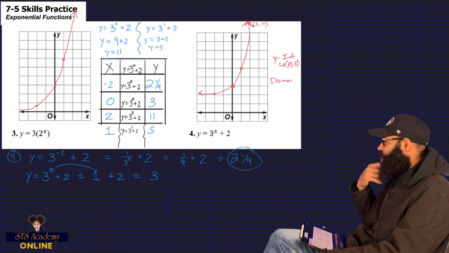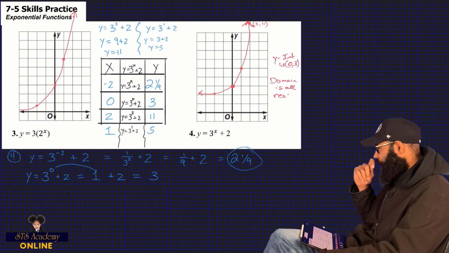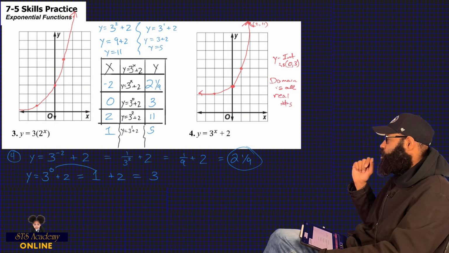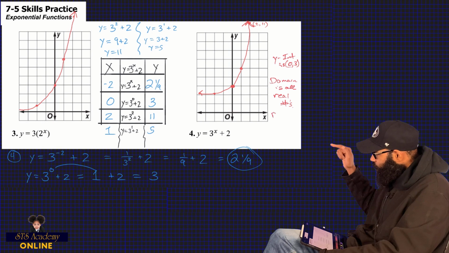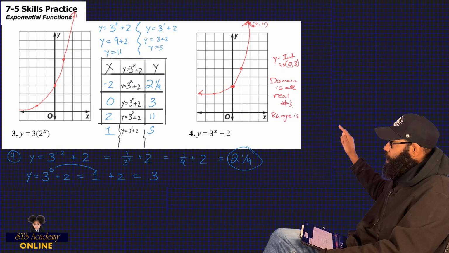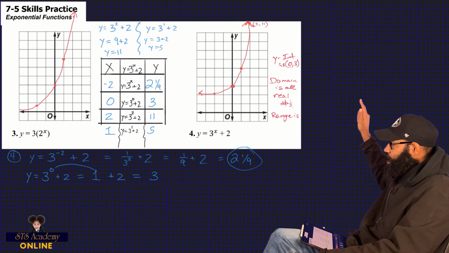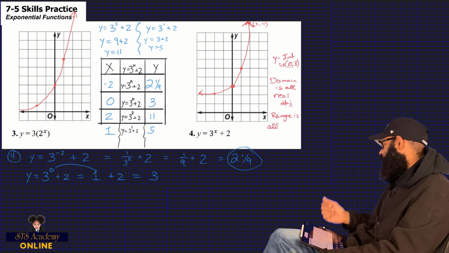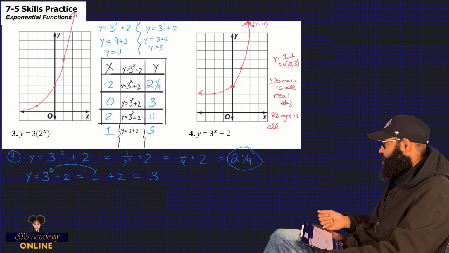All right, guys, so in this situation, it looks like my domain, again those arrows are telling me it's going to go on forever and ever, so it's going to continue to go on that way for all the negatives for x. It's going to keep going up and start drifting to the right, and it's going to be all numbers for positive x. But my range, you see how it's flattening out?